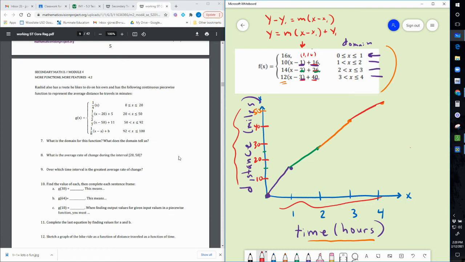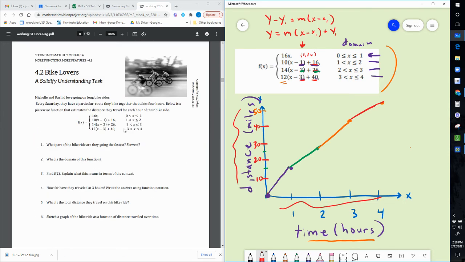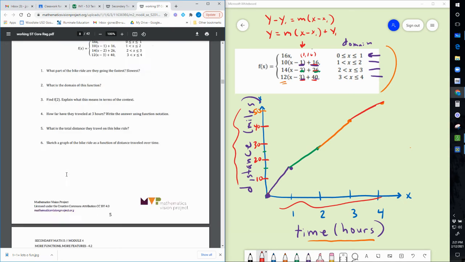Number 9, over which time interval is the greatest average rate of change? In other words, over which time interval has the biggest slope? Okay, so which fraction is going to make it go up the fastest? And then find g of 30, g of 64, g of 10. Whenever it says this means, it means in the context of the problem. So earlier, whenever it asked us to do f of 2, that meant at 2 hours, he was a certain distance away. He was 26 miles away or whatever it was, okay?